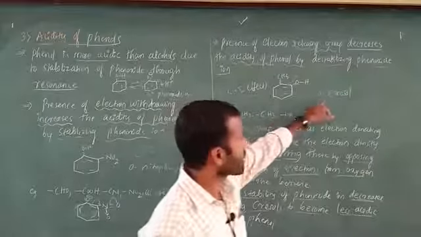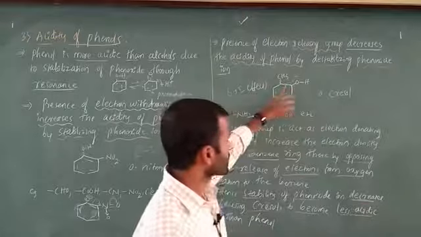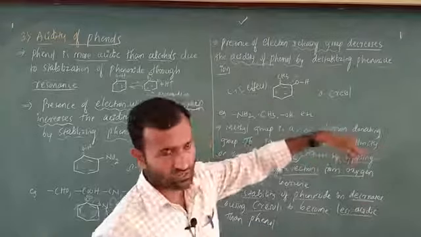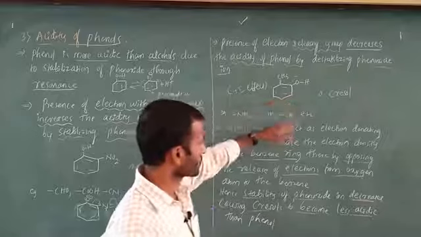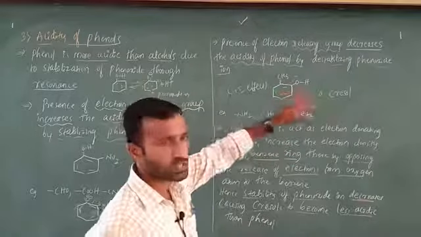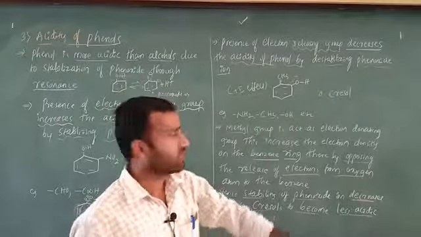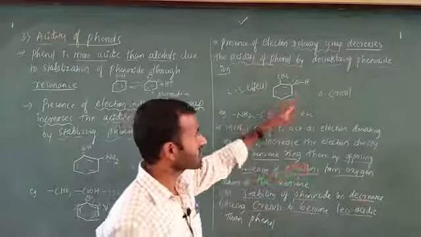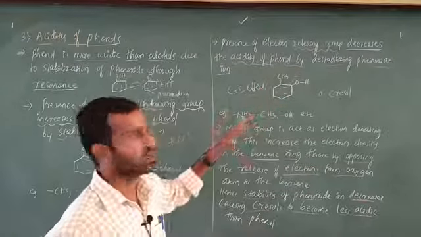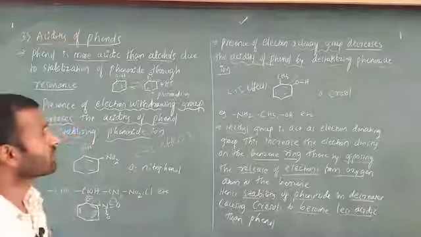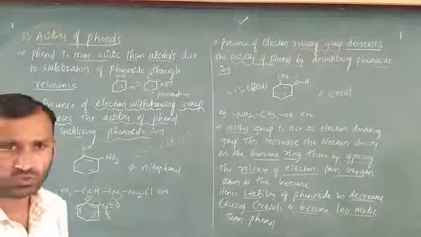Now, what is the name of this one? Orthocresol. Orthocresol is there, paracresol is there, metacresol is there. In this case, the example is orthocresol. Automatically, the phenoxide ion is going to be destabilized. If destabilized, orthocresol is less acidic compared to phenol. This is the most important part about electron donating and electron withdrawing groups.